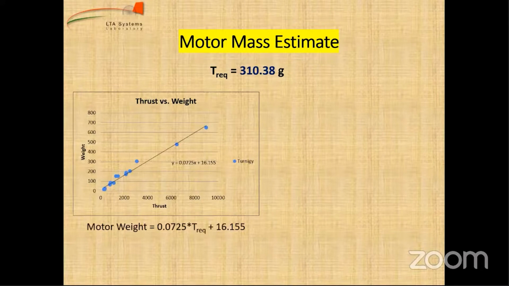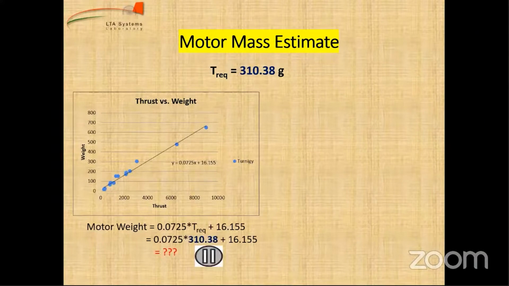This graph is actually a fit, and when we fit that equation, this is what we get. The motor weight comes out to be 0.0725 times the thrust required plus a constant 16.155. I put the thrust required there for you and request you to please tell me what you would get as a motor weight.